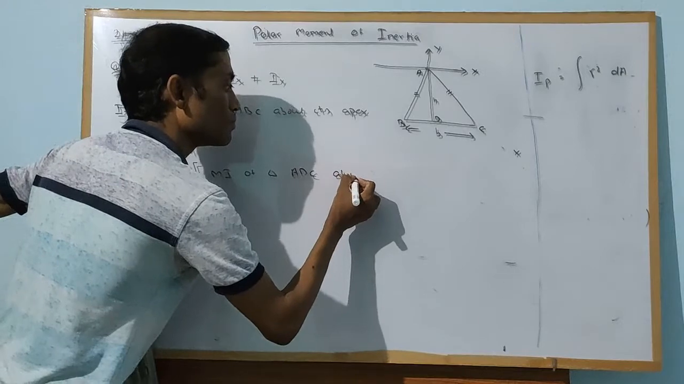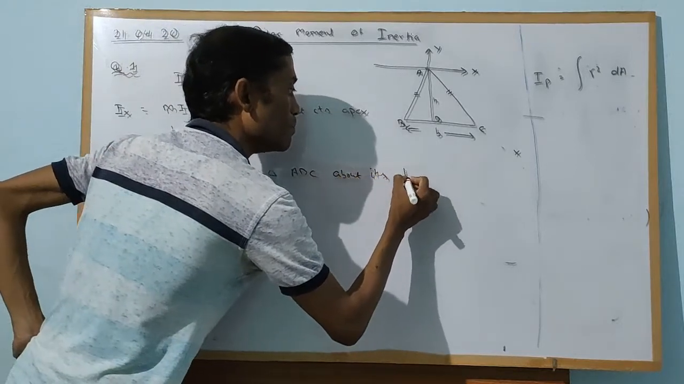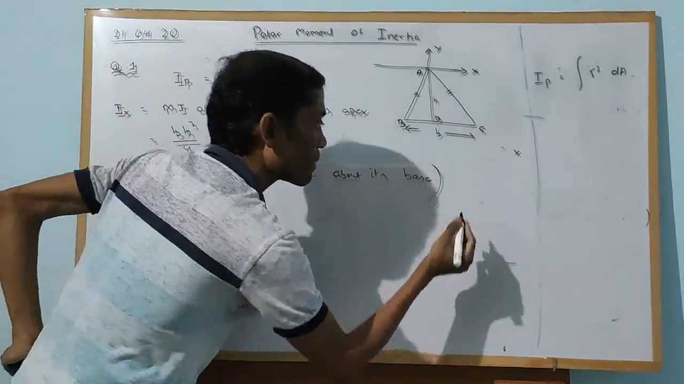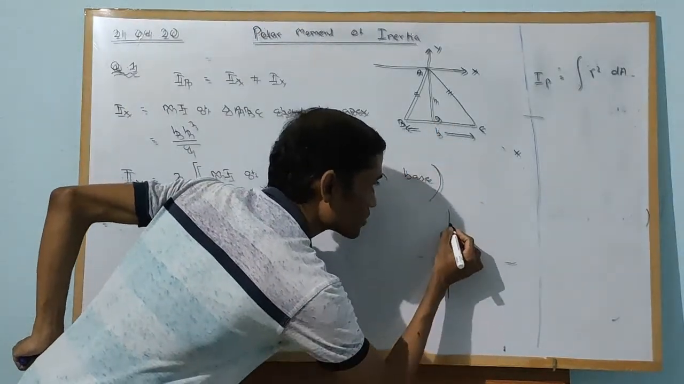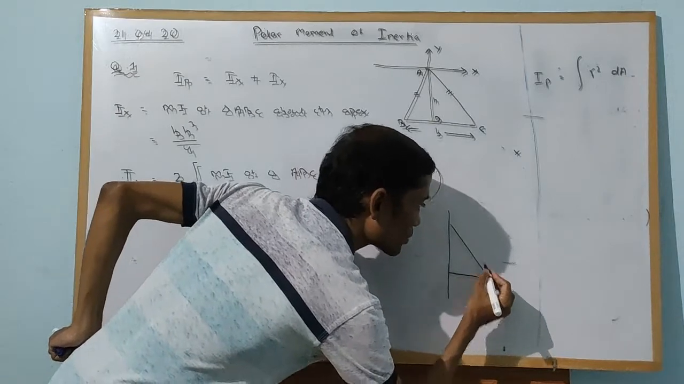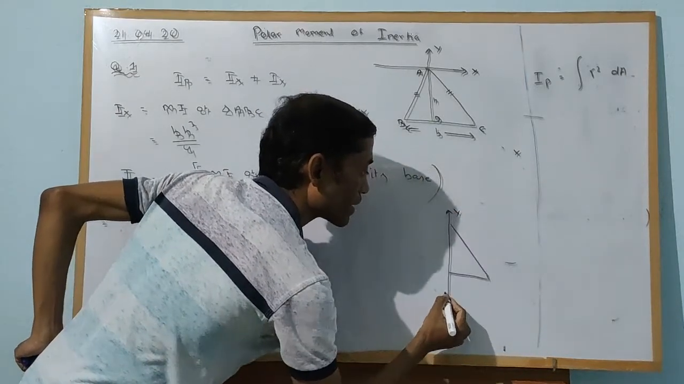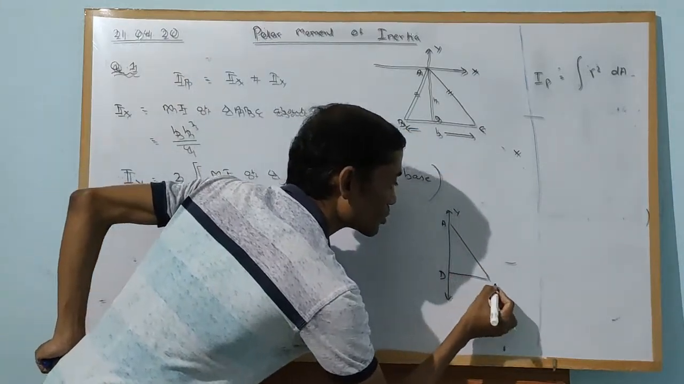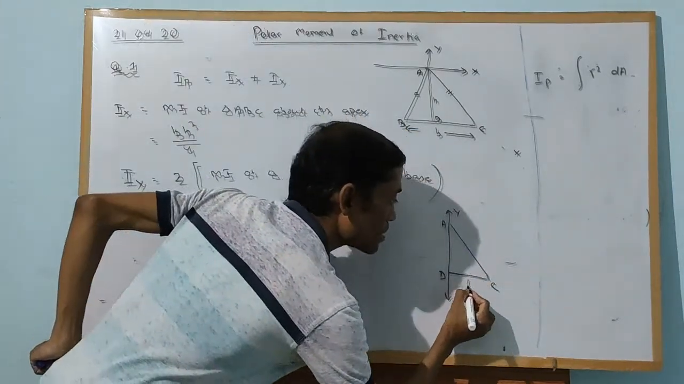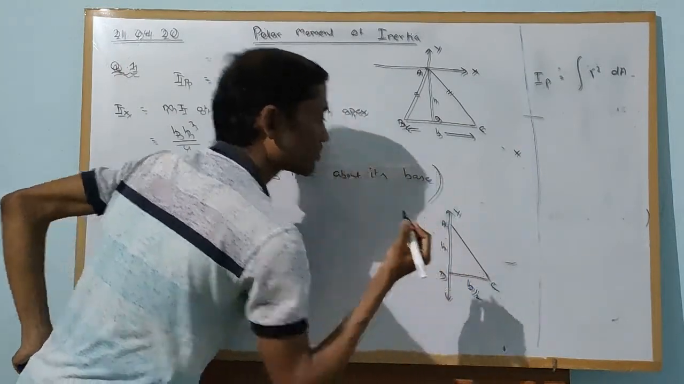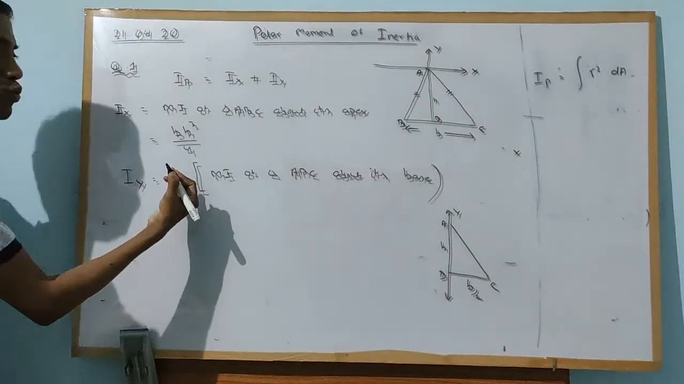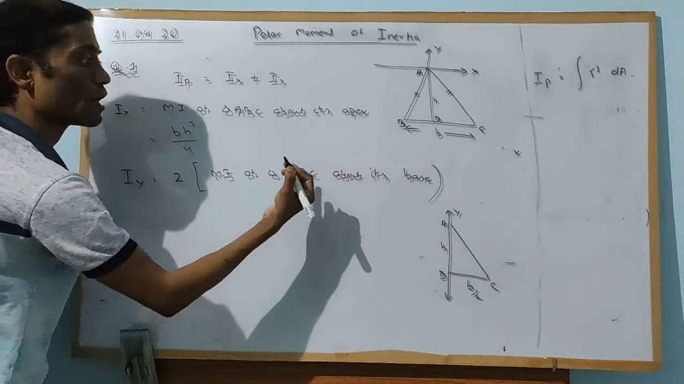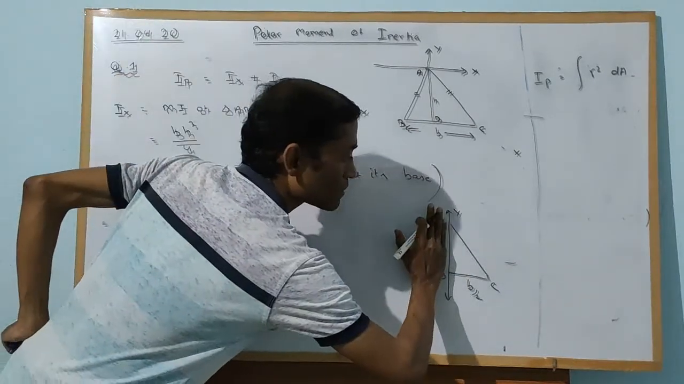about its base. Am I right? Because now this half of the triangle, if I draw the y-axis, this one is like this. This is the y-axis. Half of the triangle I am doing, A, D, C. This one is B by 2 and height is H. 2 into, like these two triangles are there because both are isosceles. 2 into moment of inertia of triangle ADC above the base.